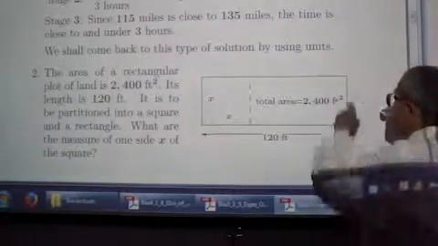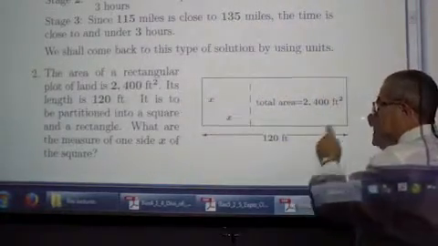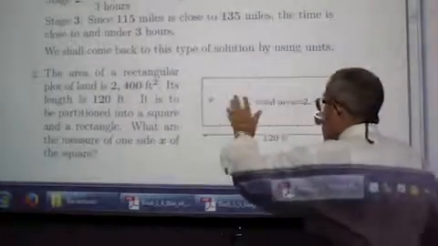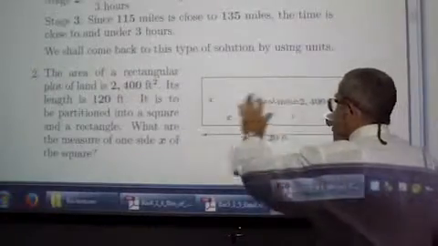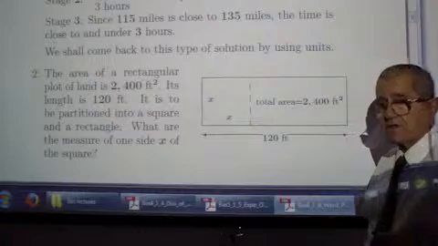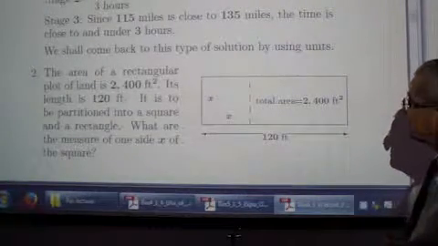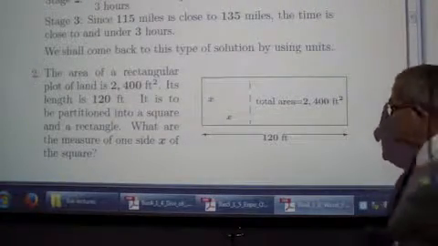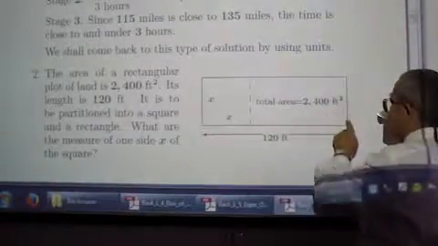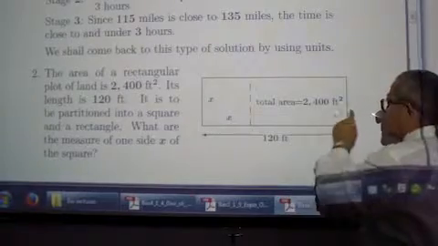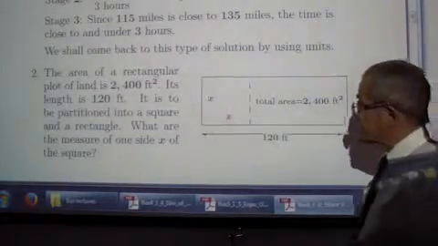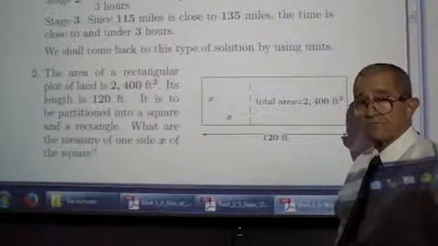So I wish I knew the width here. I have the base, I don't have the width. I have the area of all of this. So if I know the area of all of this and I know the length, can't I find the width? Isn't length times width area? Isn't 120 times this x, which is also the x over here, 2,400? Well, if that is true, I think I can find x. Get it?